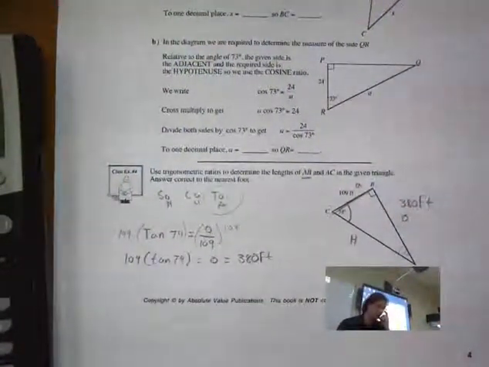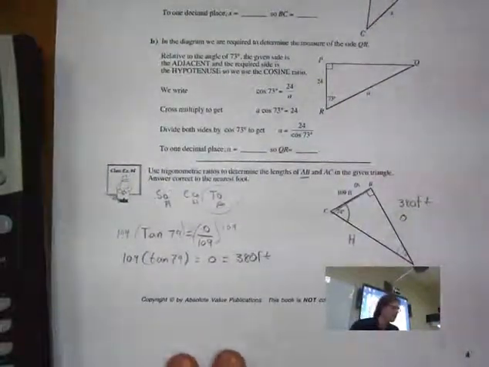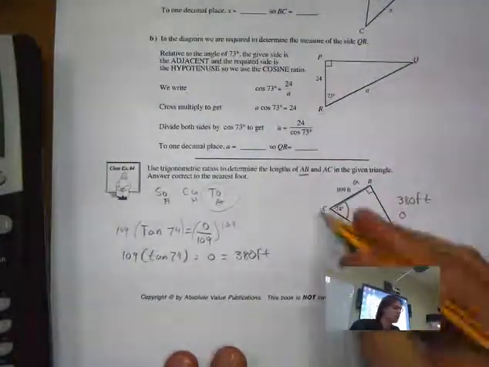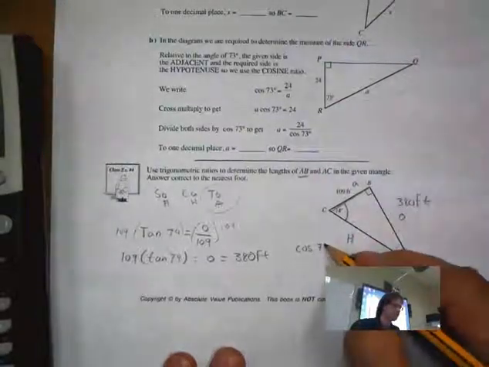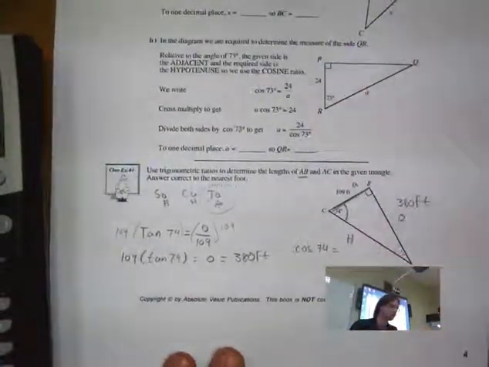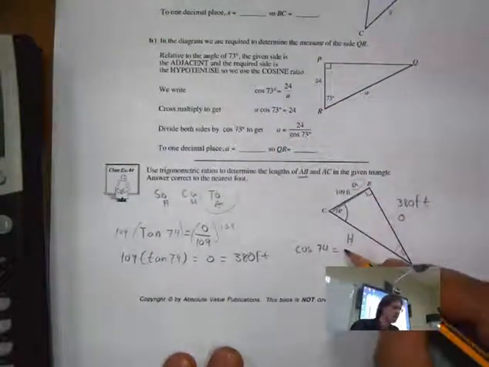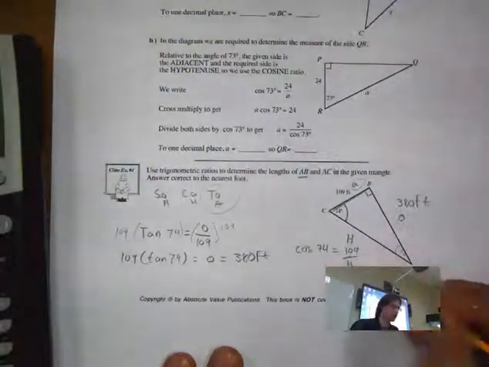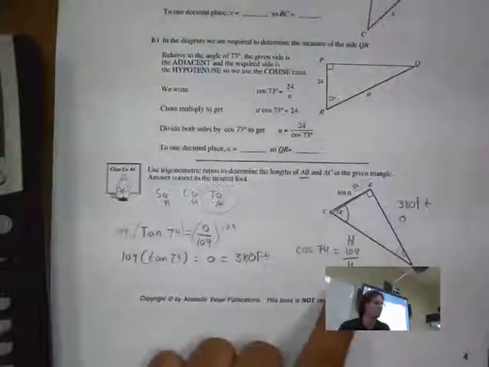Now, next one is we're going to look at h. Okay, so now adjacent and hypotenuse, we're going to use cosine. So that is cos 74 is equal to, we know the adjacent, which is 109 divided by h, the hypotenuse. So we take a look at this now, there's a problem. The hypotenuse is on the bottom.